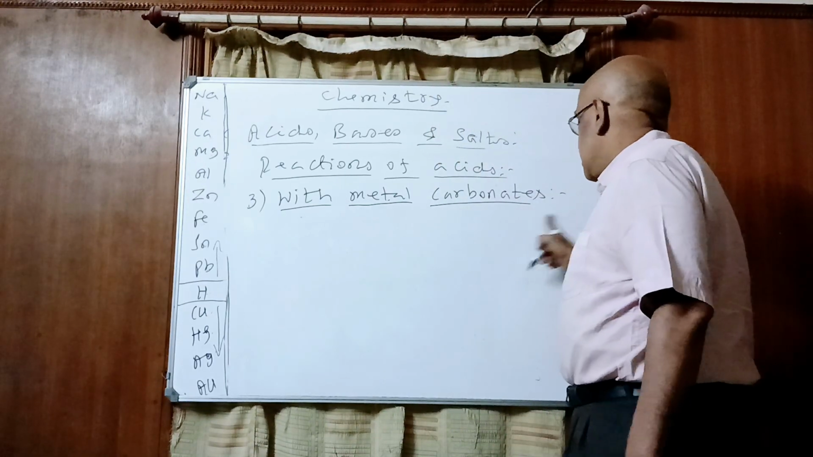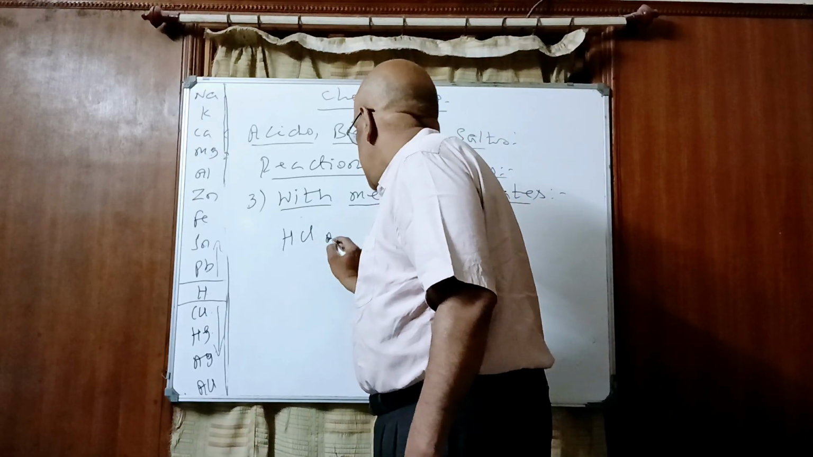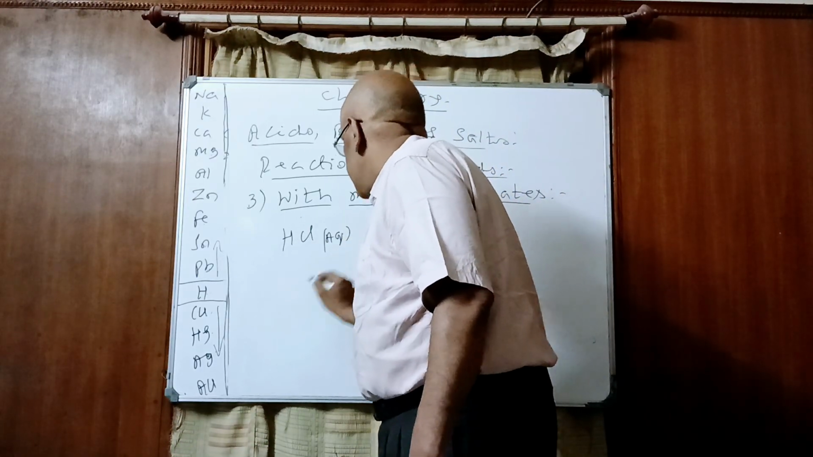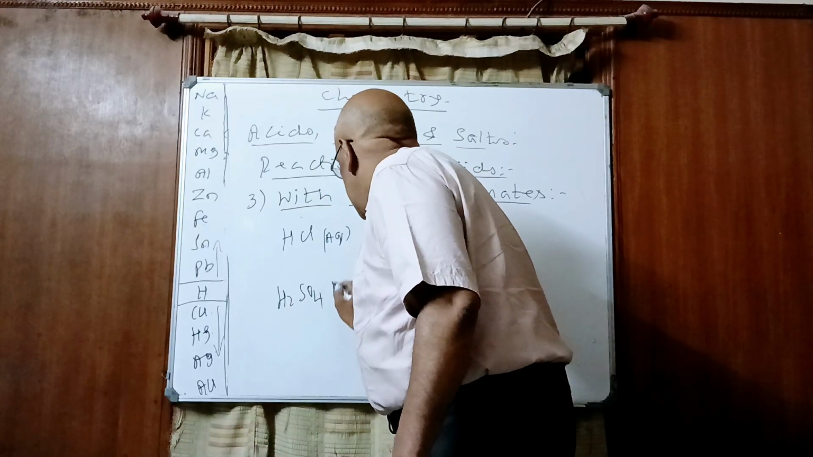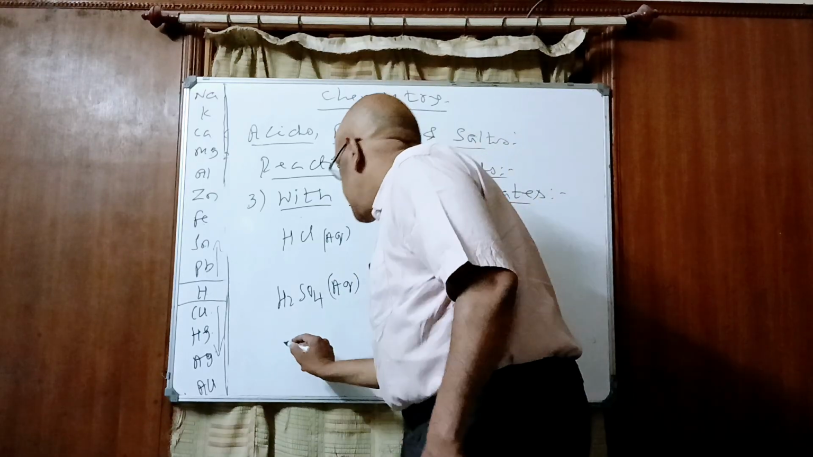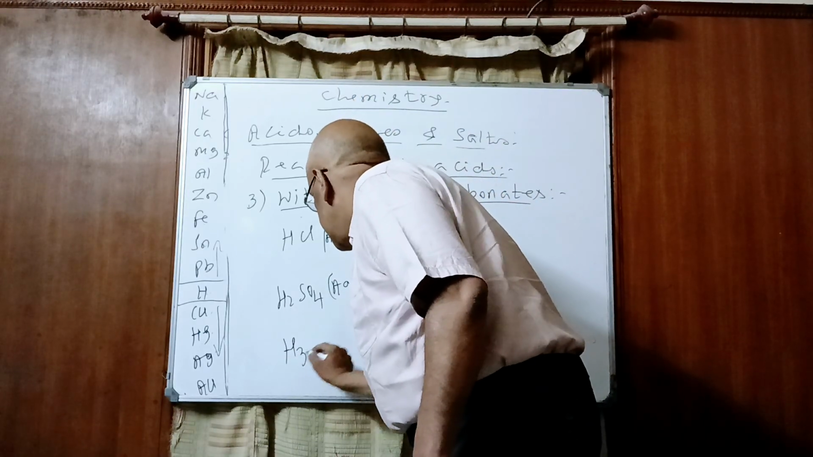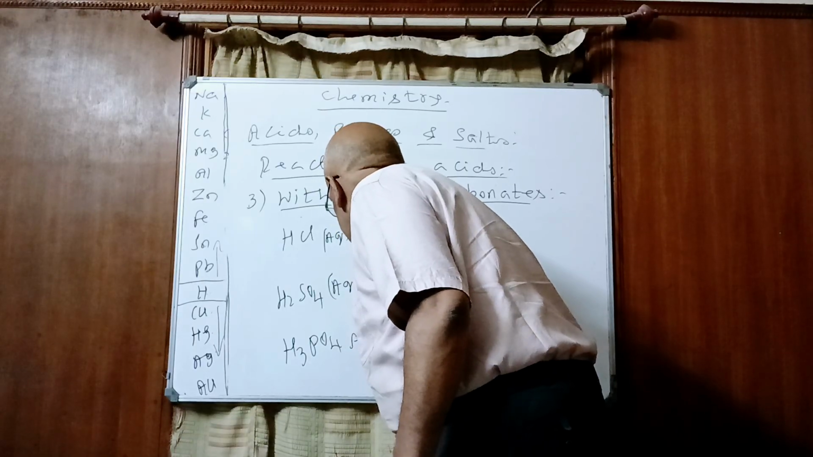Reaction with metal carbonate. What is that? HCl, aqueous form. Then H2SO4 in aqueous form. Understood, children? Then you can write H3PO4. What is that? Phosphoric acid.